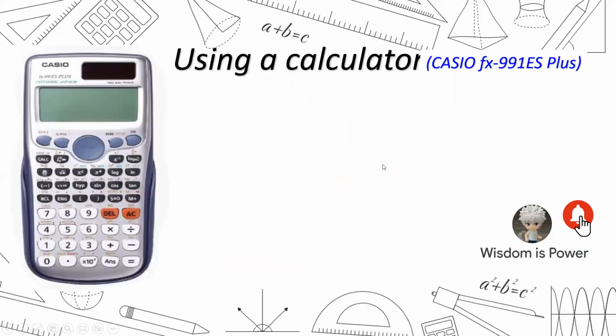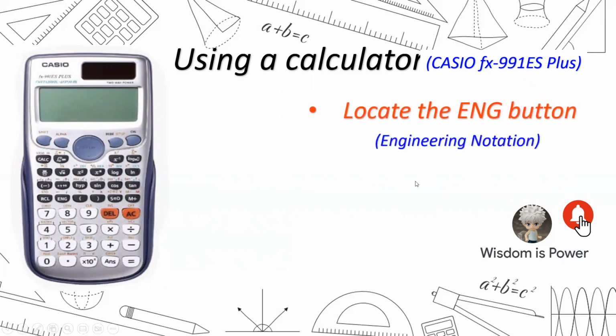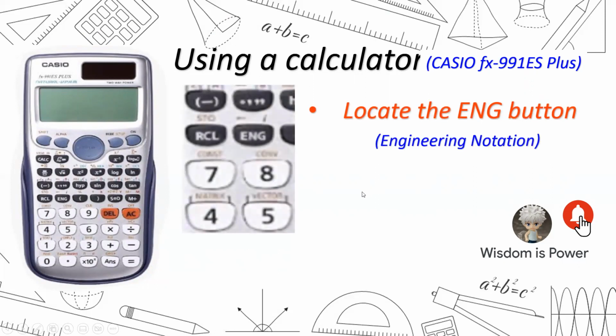So again, now we're going to use a calculator. This time I'm going to use a Casio, the model is FX-991ES Plus. Maybe you have your own calculator. So simply locate the engineering notation button. In my calculator, it is on top of the 8 button. So as you can see, we have here the ENG button.